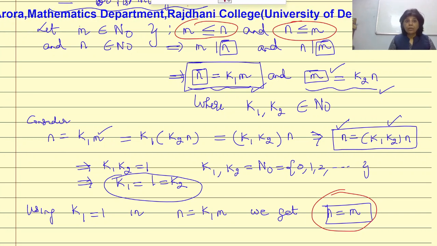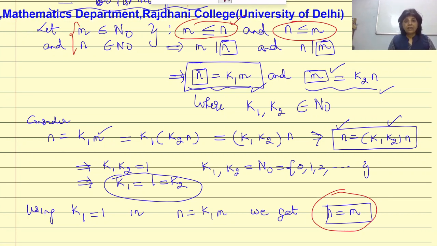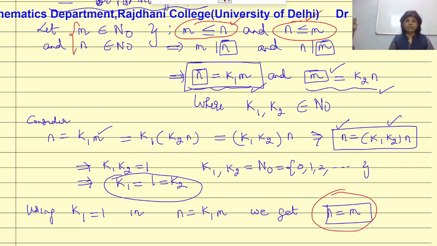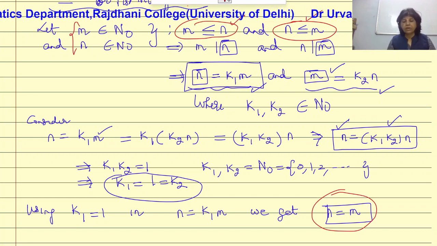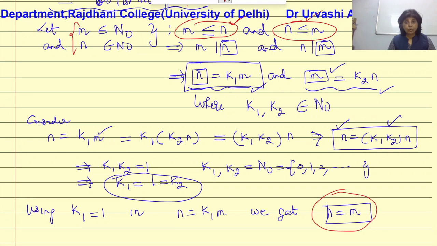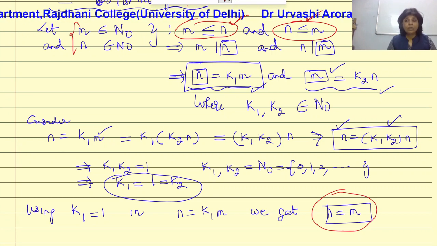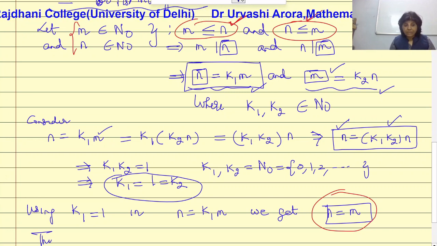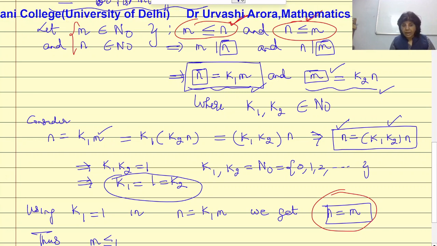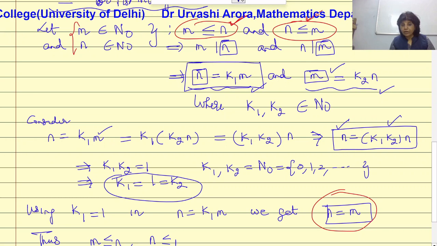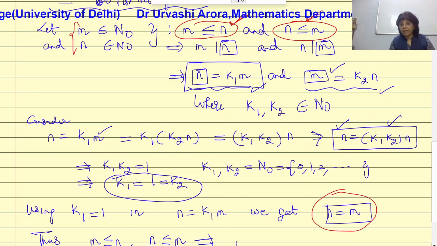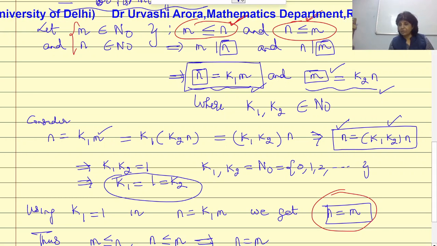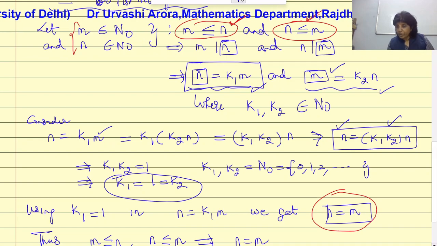because m and n were chosen arbitrarily and they were satisfying these two properties, but they were any arbitrary whole numbers which are satisfying these two properties, which means that any two whole numbers which satisfy this property, that m is related to n and n is related to m, this would always imply n is equal to m. This means antisymmetry holds. So the second property also holds.